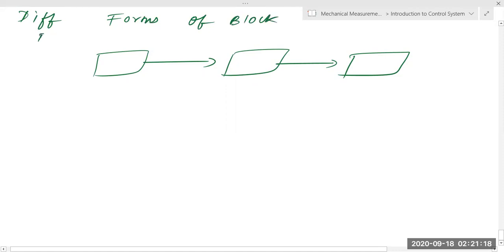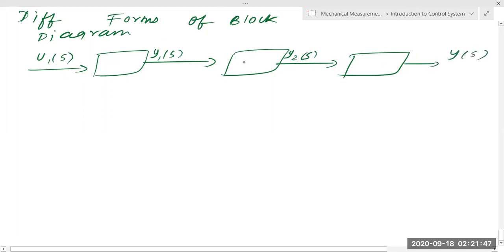Now I'm going to explain the first form. Suppose there is an input signal U1 of S. This will give a signal like Y1 of S. This Y1 of S will become the input signal for this block, which will give you another signal like Y2 of S, and this becomes the input signal for this block, which will give you Y of S, suppose. Now this is the transfer function G1 of S. This will be a transfer function G2 of S. This will be a transfer function G3 of S.